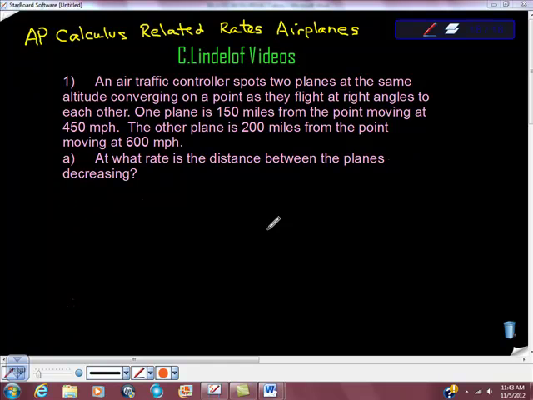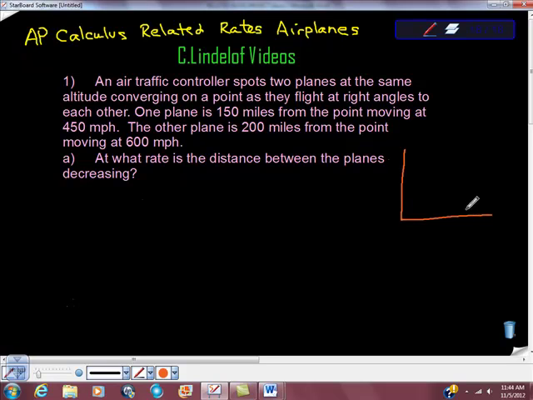One plane is 150 miles from the point and moving at 450 miles per hour. The other plane is 200 miles away from the point and moving at 600 miles per hour. So the question we have to answer here is, at what rate is the distance between the planes decreasing? Well, first thing I'm going to do is draw this little picture.